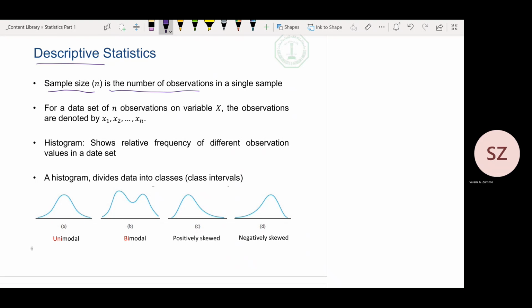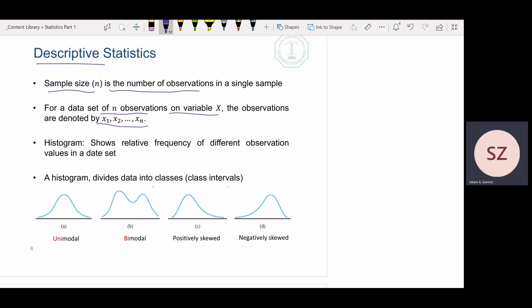For a data set of n observations on variable x, the observations are x1, x2, and so on. For example, let's talk about the GPA of students. I have 100 students, and the variable here is the GPA. So x1 is the GPA of the first student, x2 is the GPA of the second student. Assuming that, no, I'm talking about the age. So x will represent the age of students, x1 will be the age of the first student, x2 will be the age of the second student.